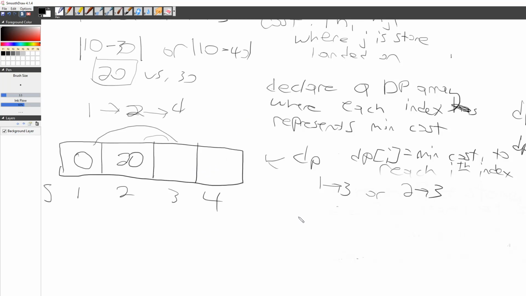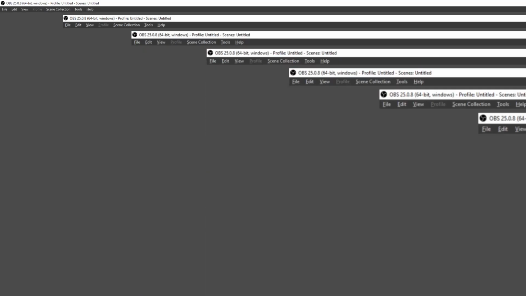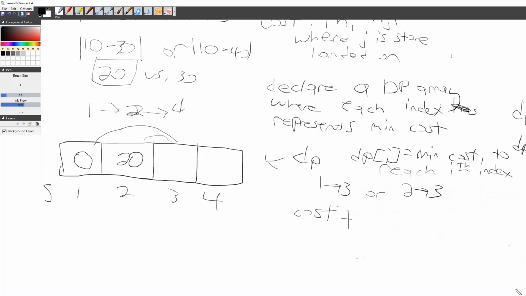So really the cost in this case to reach index 3 would be, oh god. Alright, just had some production difficulties there. Oh, yes. Alright, anyways.